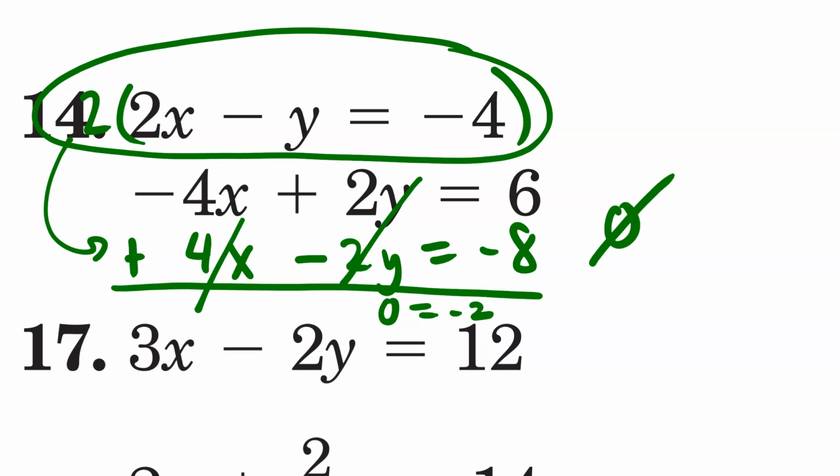So this is kind of like the graph. If we have one solution, cool, they cross once. If I have a false statement at the end, there's no solution. If I have a true statement at the end, there's infinitely many solutions.